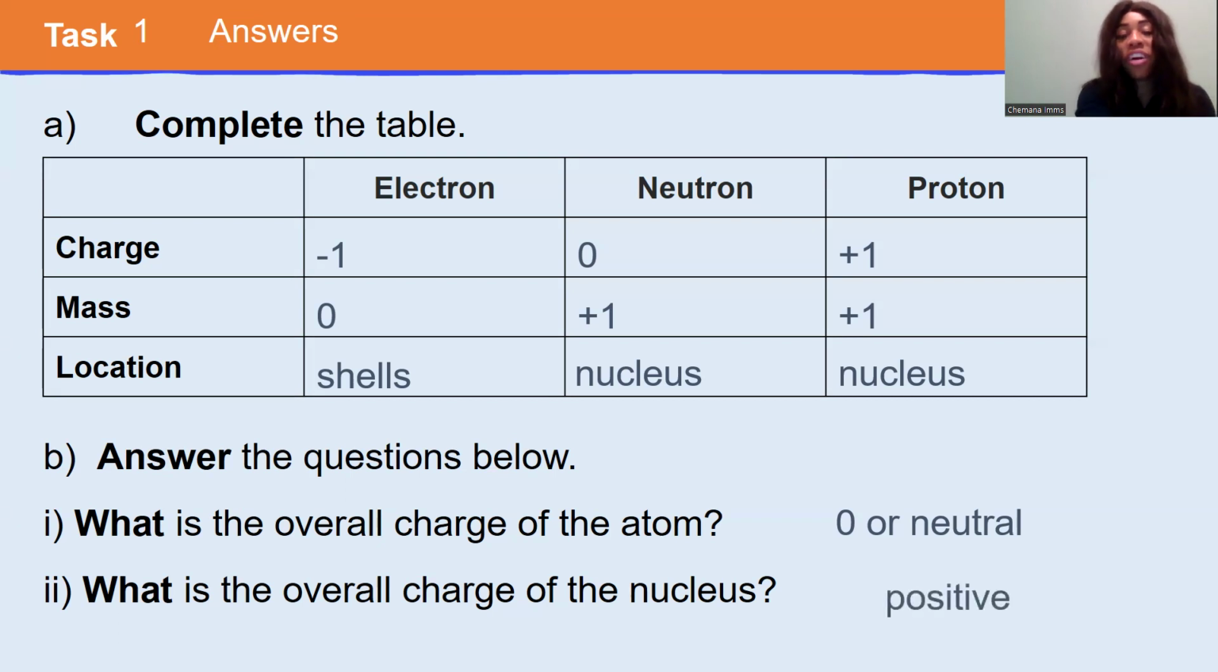What is the overall charge of the nucleus? Well, it is positive. Now, as I said to you before, our protons have a +1 charge, our neutrons have a 0. Okay, they have a neutral charge, and therefore +1 add 0 just gives us +1, so it would be a positive charge.